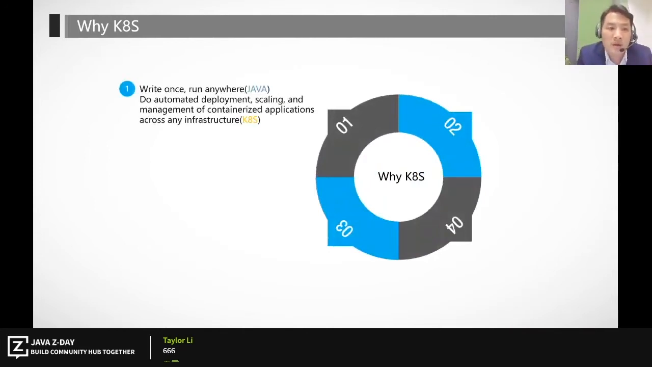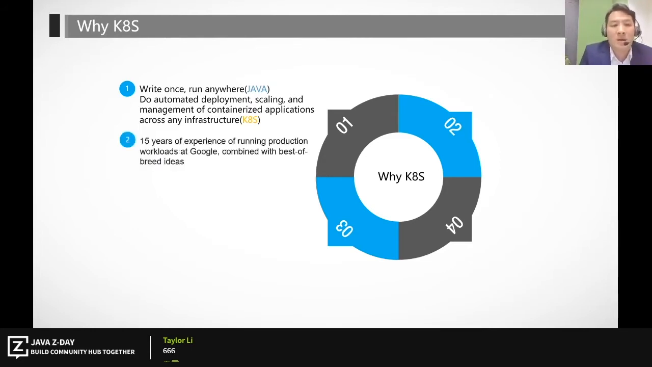First, why are we using Kubernetes for our platform? You know why Java succeeded? Because it's write once and run anywhere. Kubernetes extends this. It can deploy on any infrastructure now, and it can automatically handle deployment, scaling, and management of containerized applications.